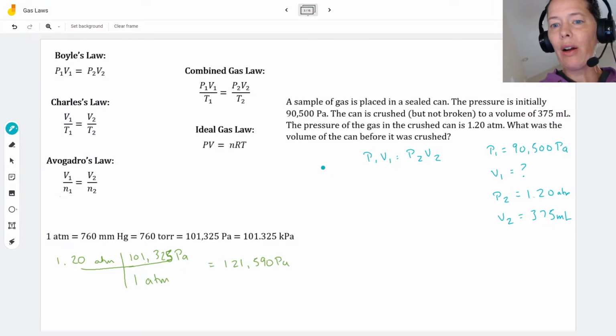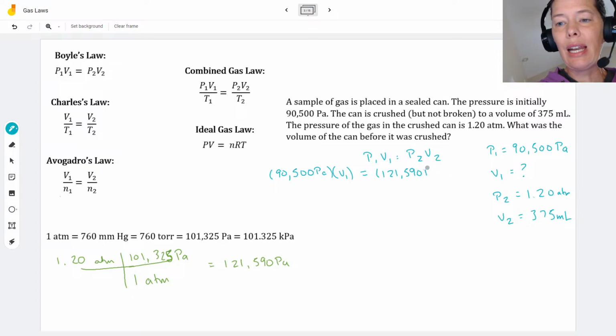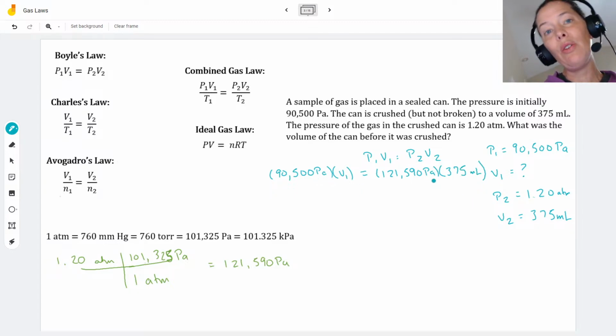All right, let's plug our numbers in. I'm going to need a little bit of space because these pressure units are quite long. So my initial pressure again is 90,500 Pascal. My V1 is what I'm trying to find, so I leave that alone. My pressure 2 is 121,590 Pascal. And my volume 2 is 375, and that is milliliters. So now you can see my units are matching across the equation. I can solve for V1.